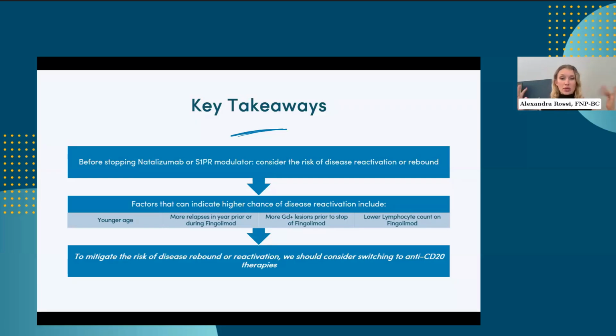But the real key take-home message that I hope everyone here gets is, to mitigate the risk of disease rebound or reactivation, we really should consider gracefully switching these patients off of therapy by introducing an anti-CD20, and then discussing how long we need to treat with an anti-CD20, which may only be 1 or 2 doses to prevent rebound disease.